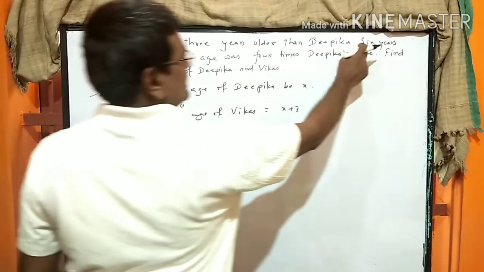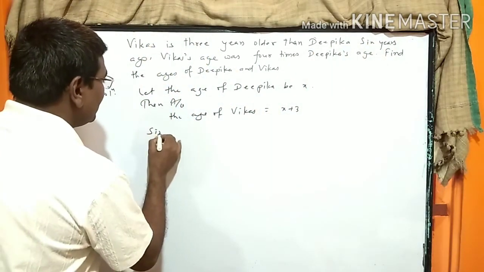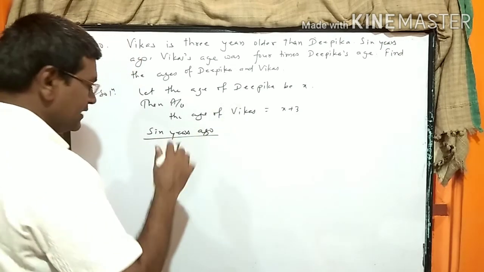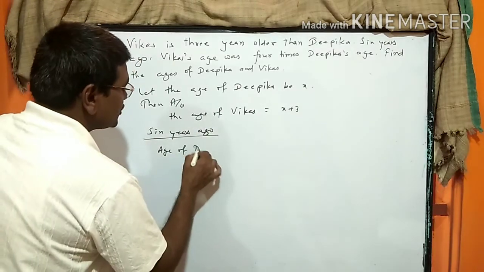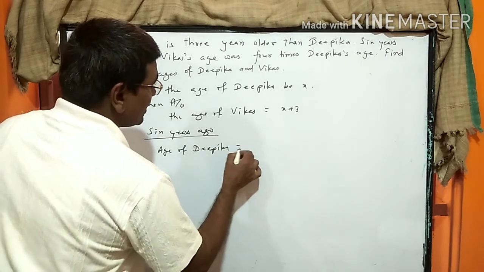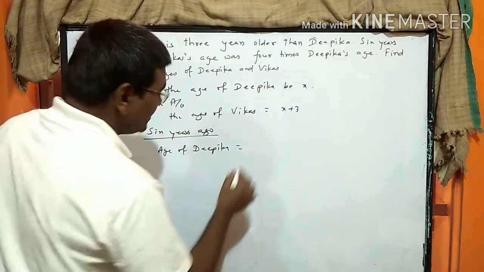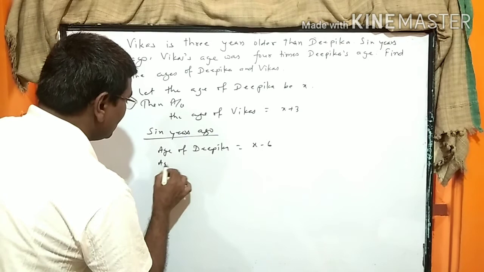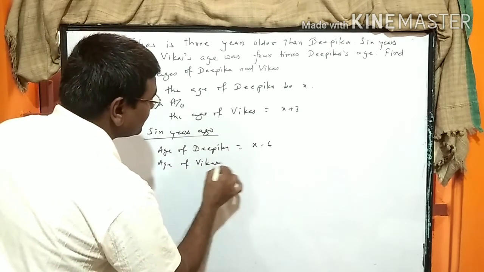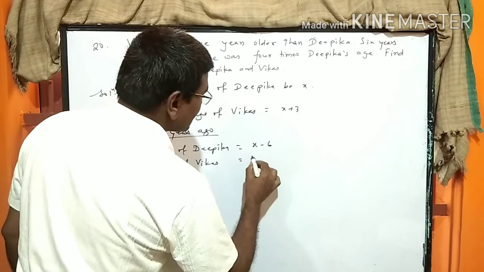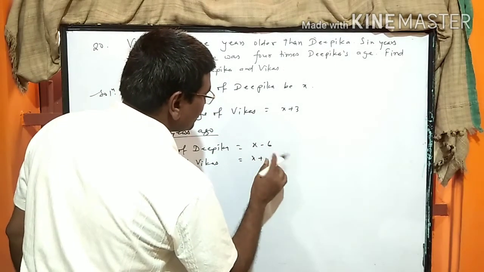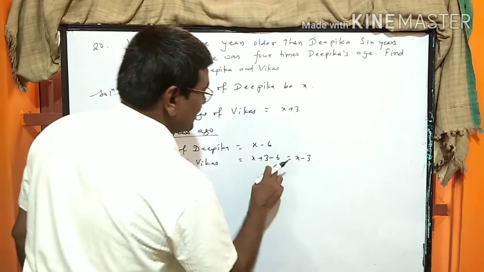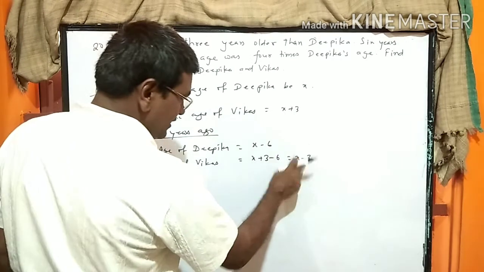Again, 6 years ago. That means before 6 years. Age of Deepika: Deepika is presently x years, so before 6 years means you have to subtract 6 from x. And age of Vikas: presently he is x plus 3 years old. Now before 6 years means you have to subtract 6. Solve it. It will be x minus 3.